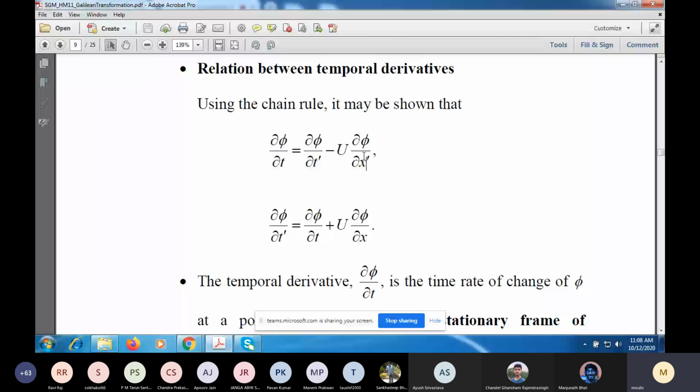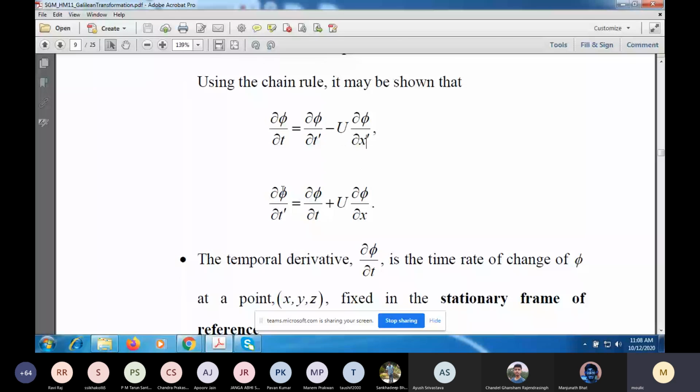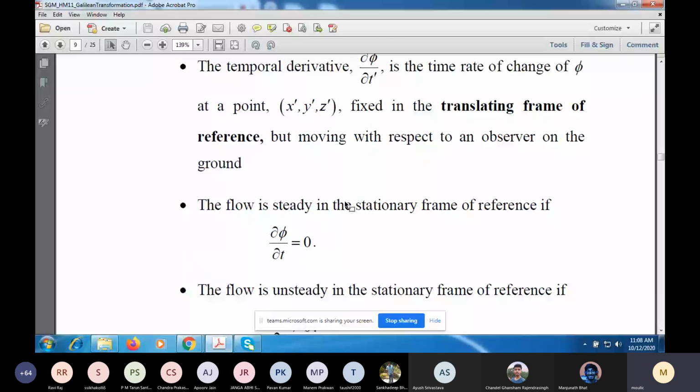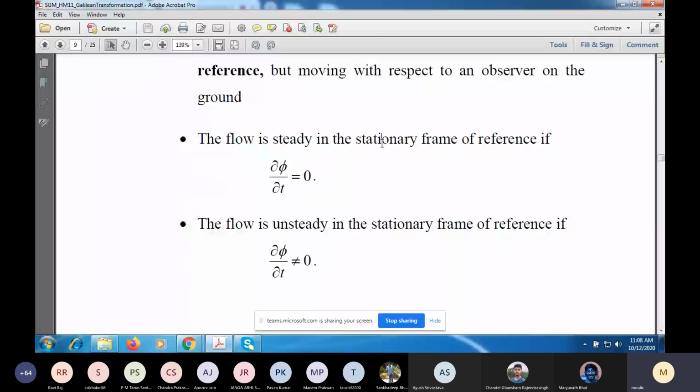So I can write, if I transpose this to the other side, a similar expression where on the left-hand side I have the temporal derivative in the translating frame, and on the right-hand side the temporal derivative in the stationary frame and an additional term. And we argued that flow is steady in the stationary frame if ∂/∂t is 0. Flow is steady in the moving frame if ∂/∂t' is 0.